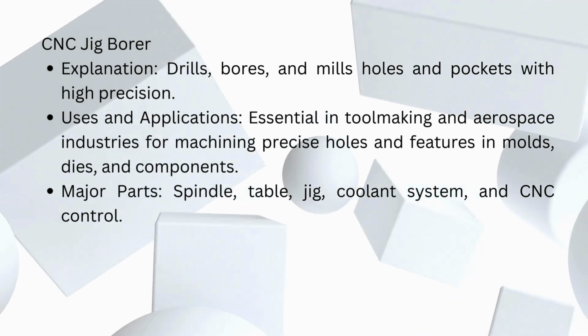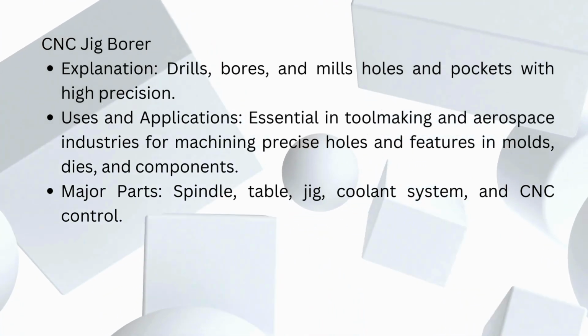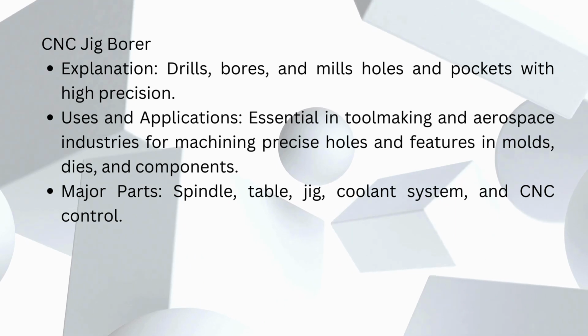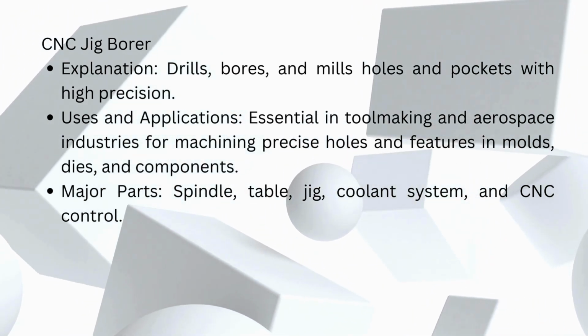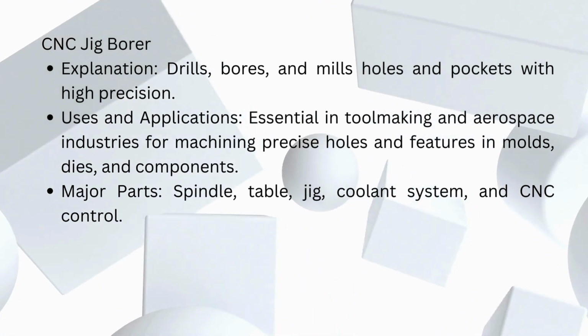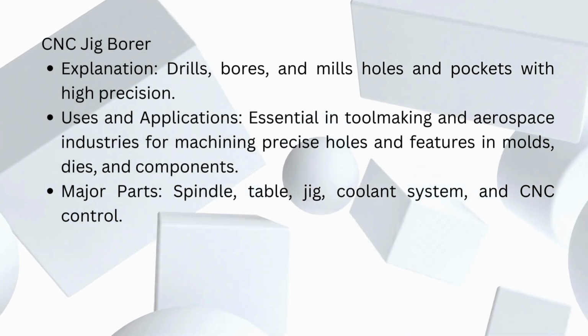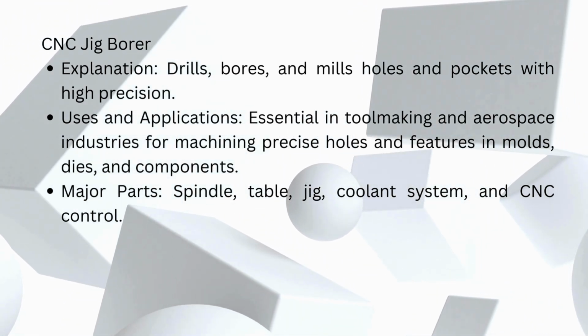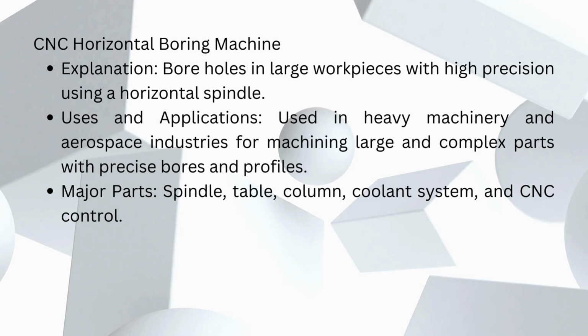CNC jig borer. Explanation: drills, bores, and mills holes and pockets with high precision. Uses and applications: essential in toolmaking and aerospace industries for machining precise holes and features in molds, dies, and components. Major parts: spindle, table, jig, coolant system, and CNC control.